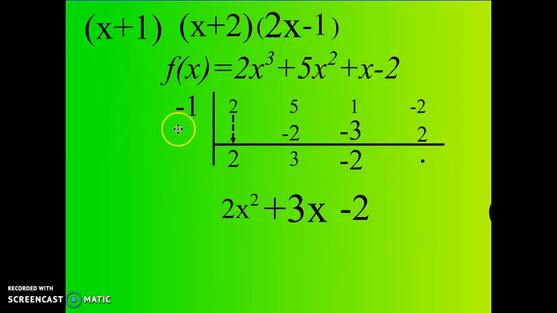Remember, I was dividing by x minus 1, so my exponents will be 1 less. So I'll have 2x squared plus 3x minus 2. Now, that is the other factor that needs to be multiplied by x plus 1. So then I can factorize this by doing the factorization of a trinomial.